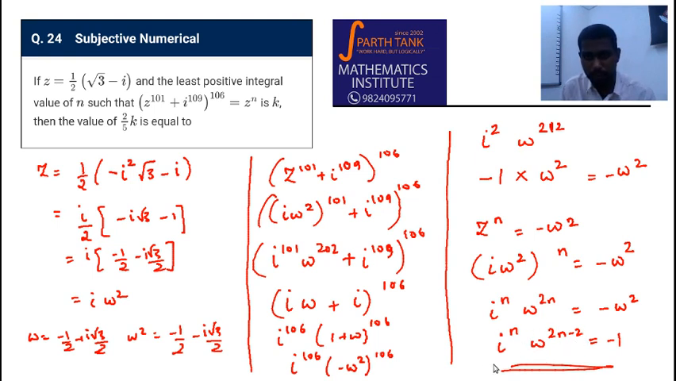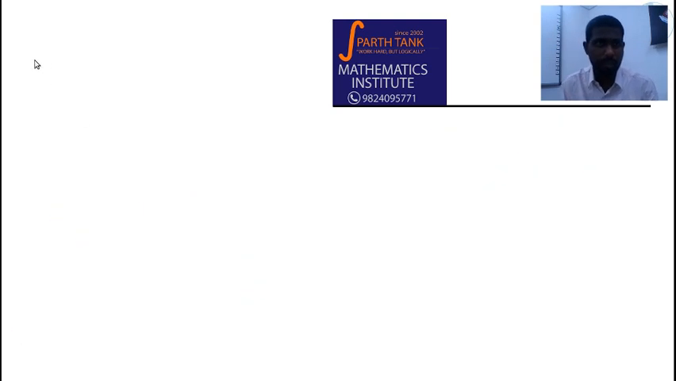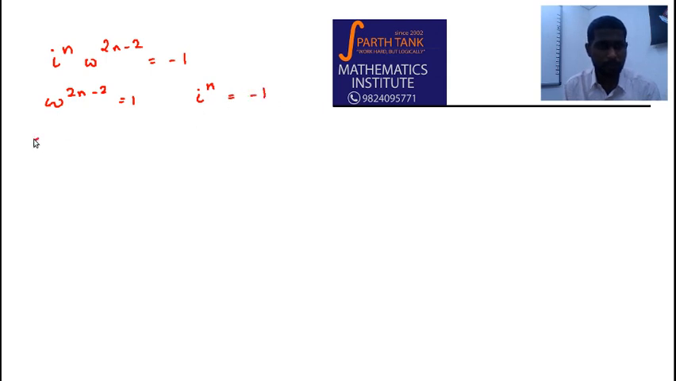This can be minus 1. Okay. So let us write this once more here in the next page. i to the power n omega power 2n minus 2 is minus 1. So this can happen when omega power 2n minus 2 is 1 and i to the power n is minus 1. Now for this to happen, 2n minus 2 should be a multiple of 3, right? So it has to be 3, 6, 9, 12, etc. Only then this can happen.